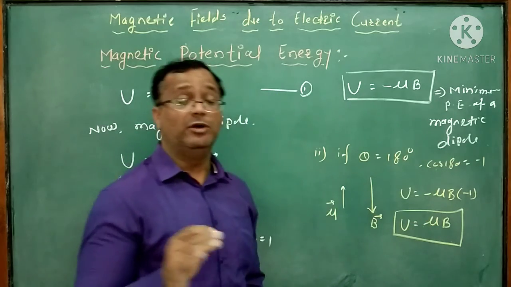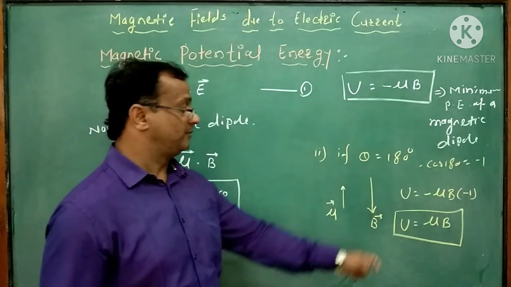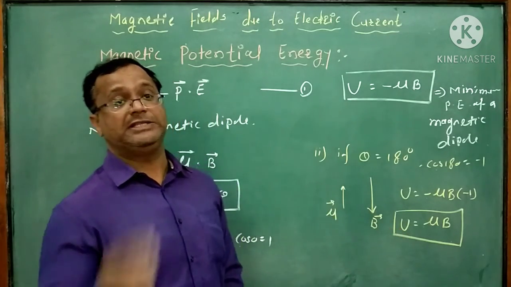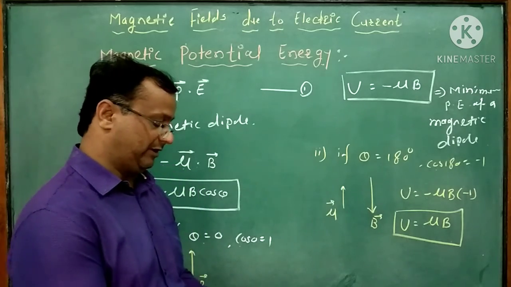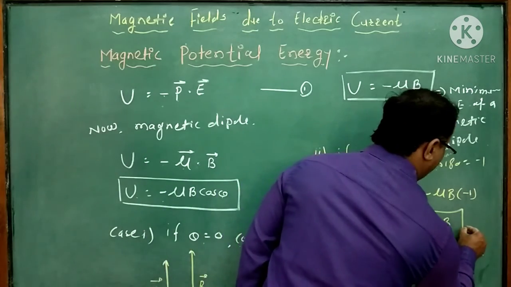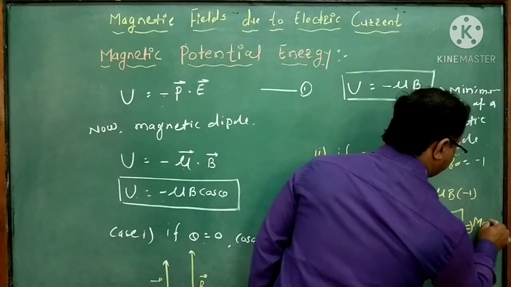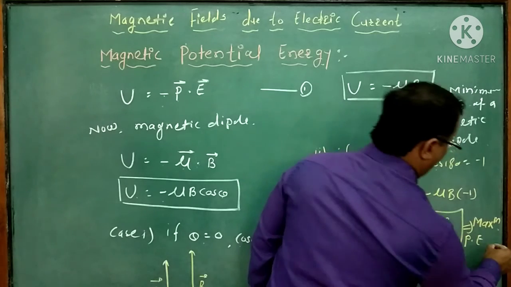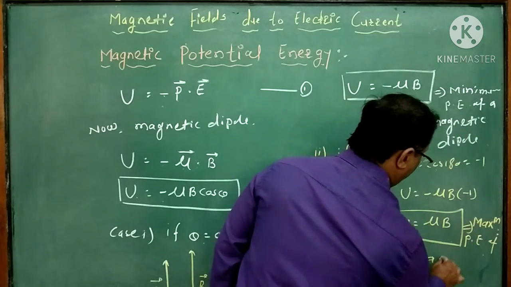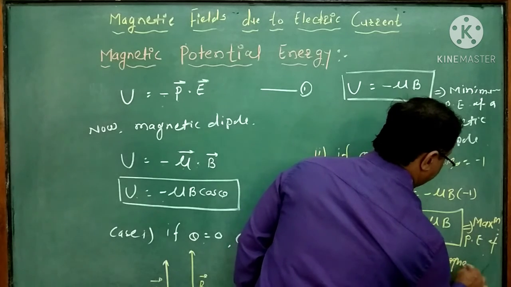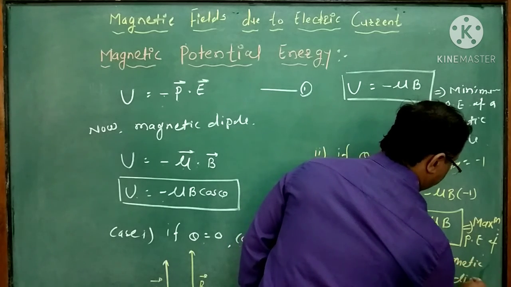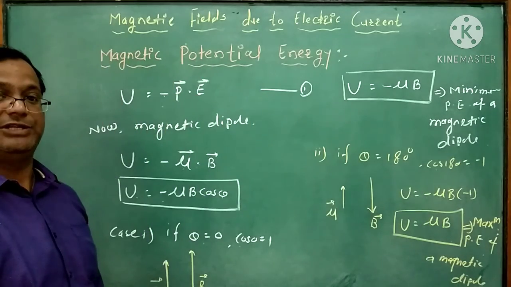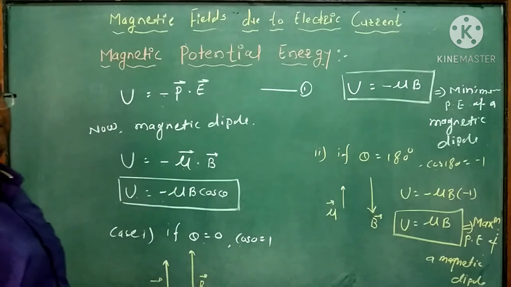This positive value represents the maximum potential energy of a magnetic dipole moment inside the external magnetic field. Right? So this will be the maximum potential energy of a magnetic dipole. Right? Now this is about the energy. Right? See all the equations once.